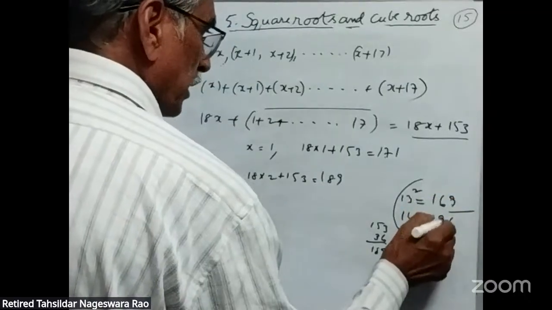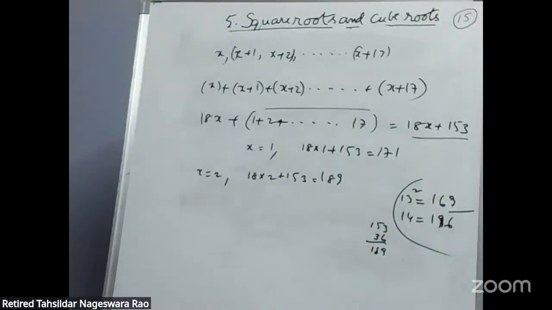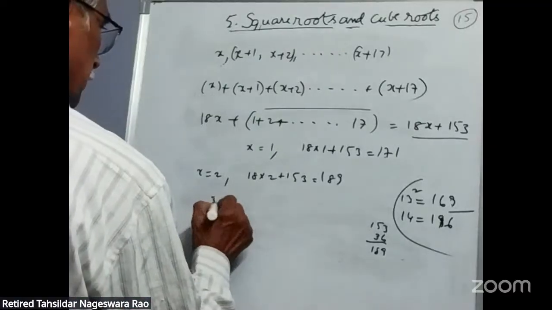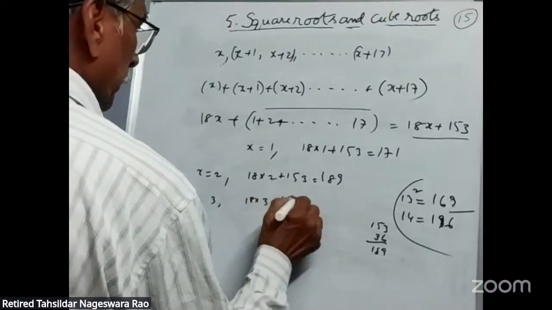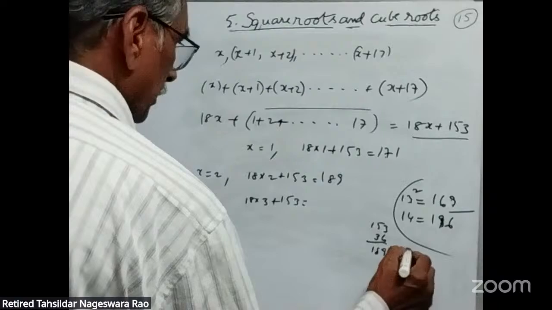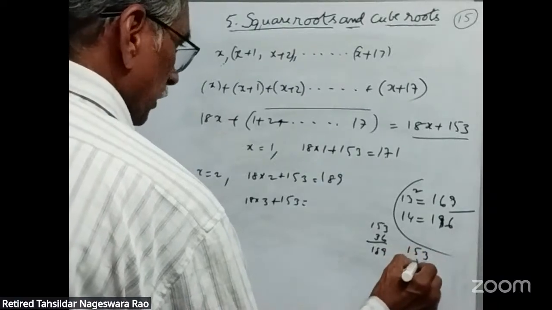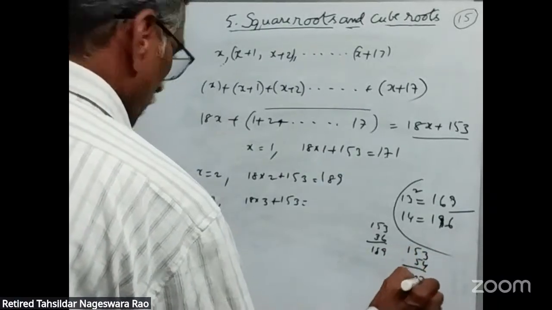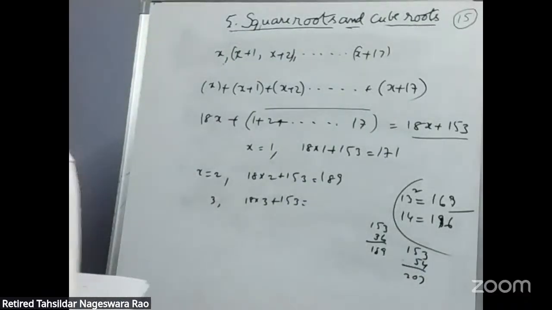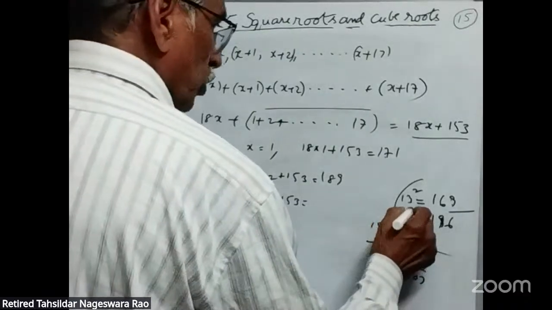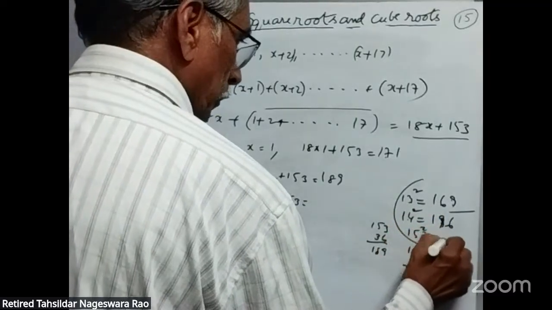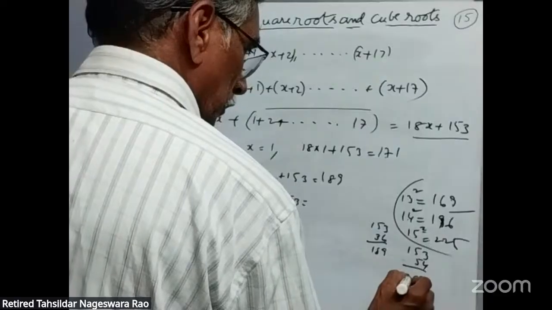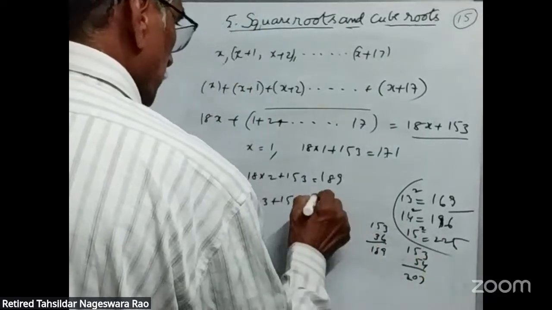Between 169 and 196, there is no perfect square number. When x is 3, 18 into 3 plus 153 is 153 plus 54, which is 207. After 14, we have 15, and 15 square is 225. So 207 is not useful.